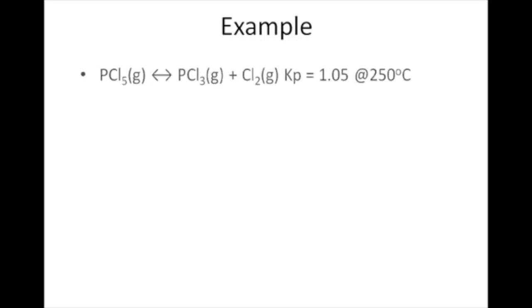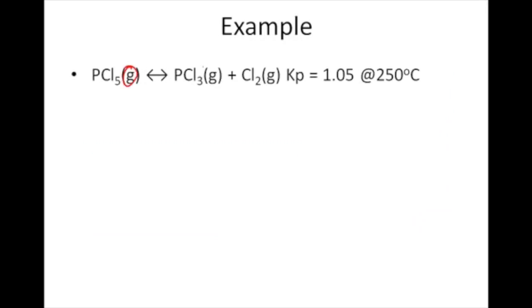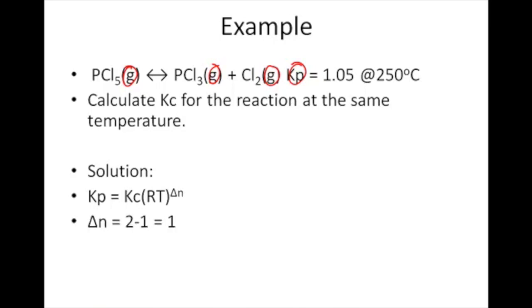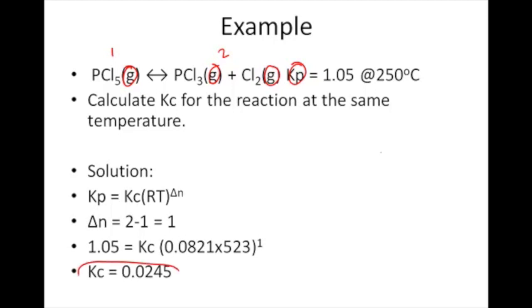Here's an example problem. Okay, notice how all these are gases. And I have a Kp situation. Now what I'm going to ask you to do is try to calculate the Kc for this reaction at the same temperature. So here's your solution. You know that Kp equals Kc times RT raised to the delta n power. Delta n, you know, is 2 minus 1 because there's 2 moles over here and 1 mole over there. Plug everything in and we solve for Kc and this is our value.